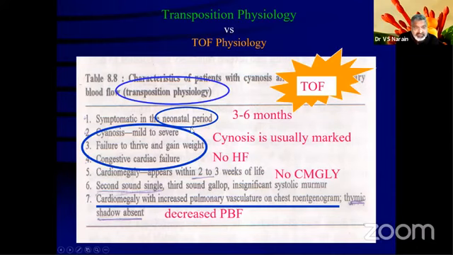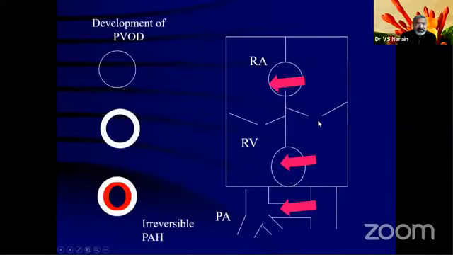So early presentation, heart failure, little cyanosis, cardiomegaly as early as 2 to 3 weeks, and the X-ray shows an increased pulmonary blood flow, which is reversed in cases of tetralogy. Late presentation, cyanosis is marked, no heart failure, no cardiomegaly, and reduced pulmonary blood flow.